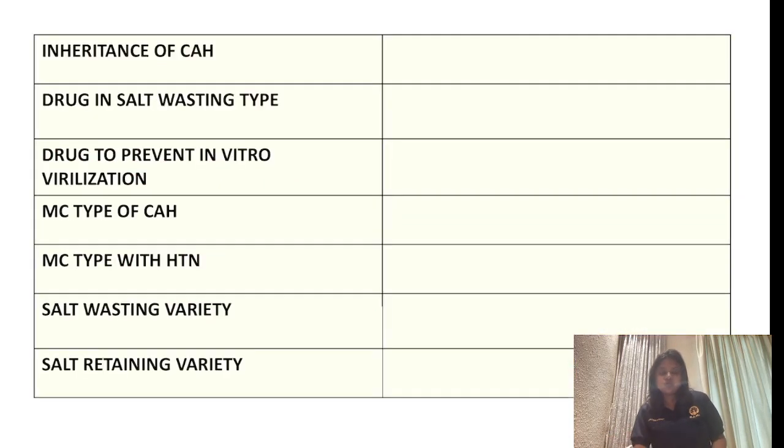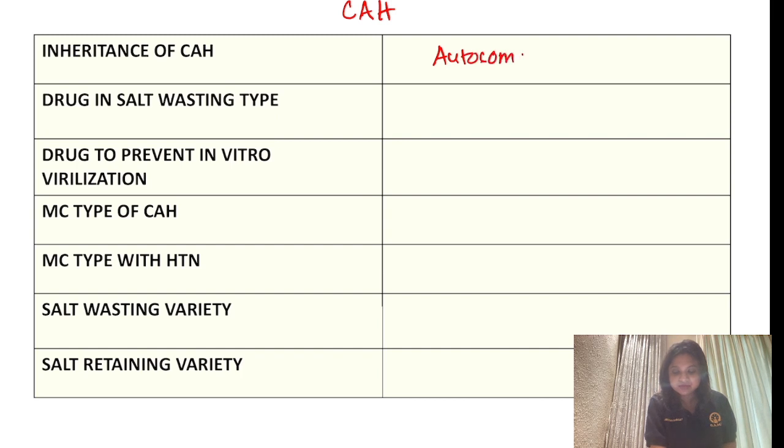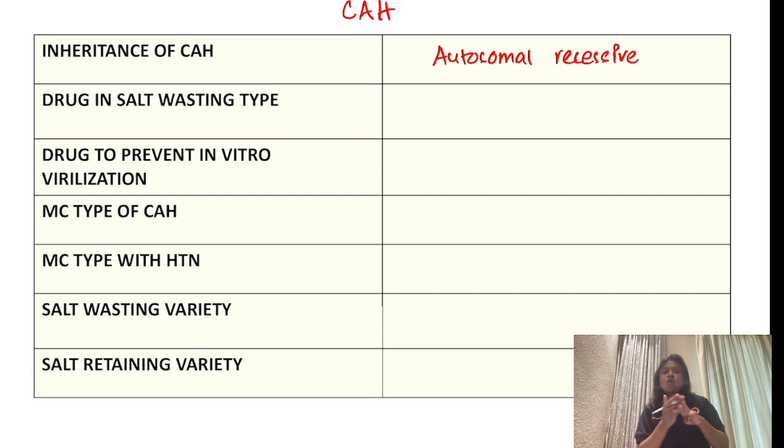Okay, next one-liners we are going to do it for congenital adrenal hyperplasia. So first is the Mendelian inheritance of congenital adrenal hyperplasia. It is autosomal recessive. So what is the drug that we give in salt wasting type? So we know that there is cortisol deficiency, there can be mineralocorticoid deficiency. Salt wasting means there is deficiency of mineralocorticoids and the child may have ambiguous genitalia. So we need to approach all these three things.